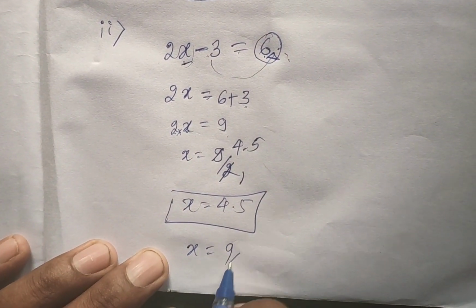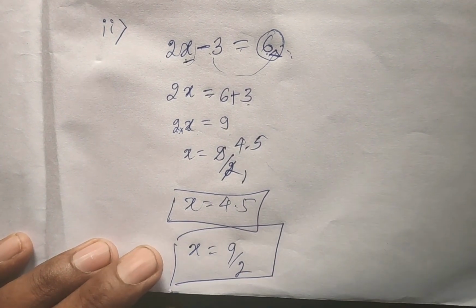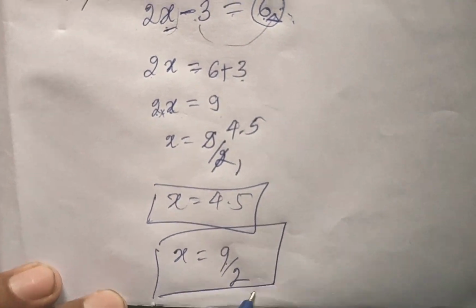This is also right, x is equal to 9 upon 2. You can keep the answer in fraction or else in decimal. So I am taking a third example, one more example.